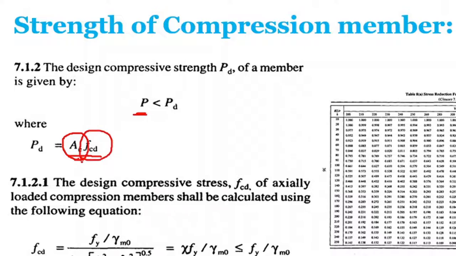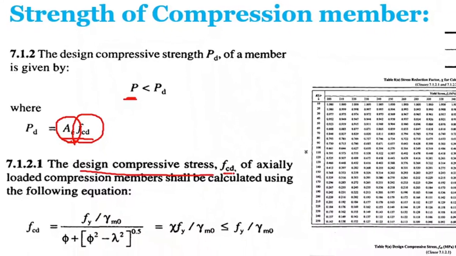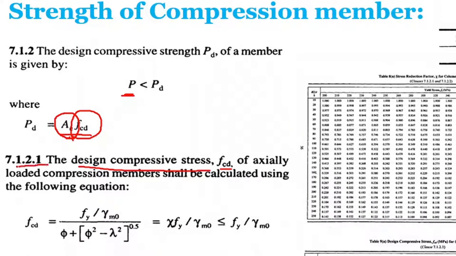Fcd is the design compressive stress, and it is given in clause 7.1.2.1. So, design compressive stress Fcd is equal to Fy upon gamma m0, upon phi plus the square root of phi square minus lambda square, that is (phi square minus lambda square) to the power 0.5. That is, 1 by this denominator, whatever the denominator.